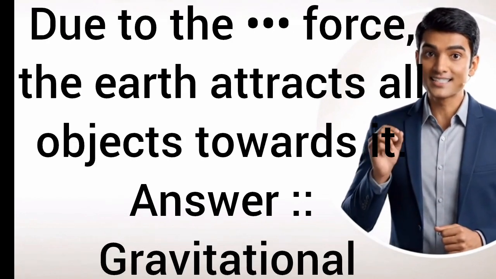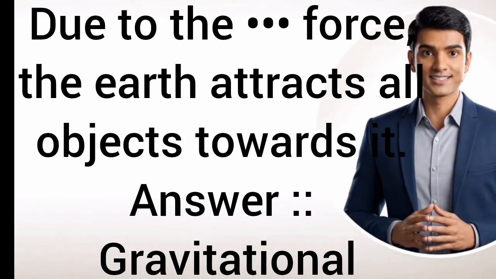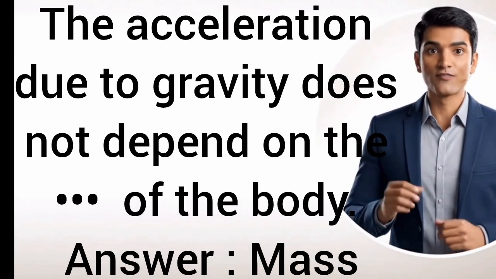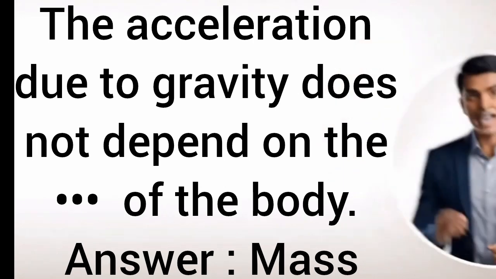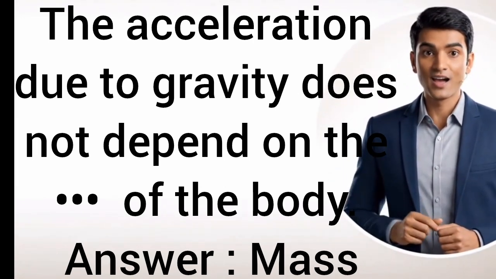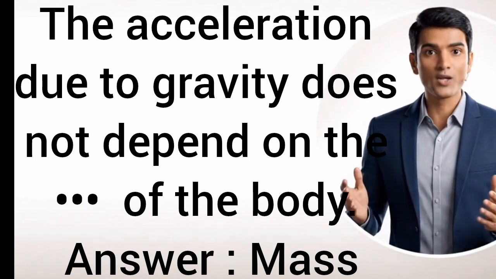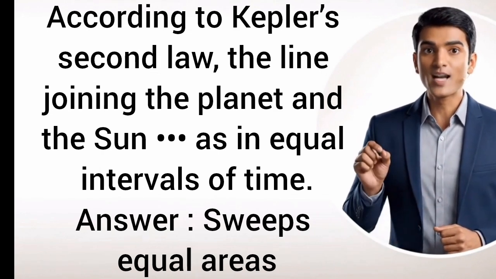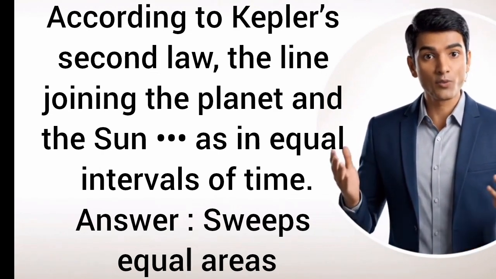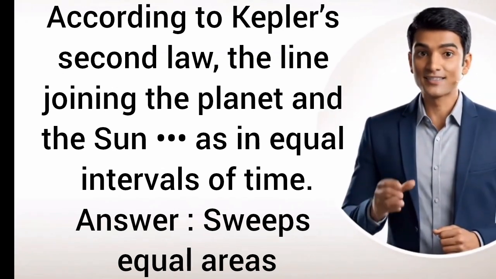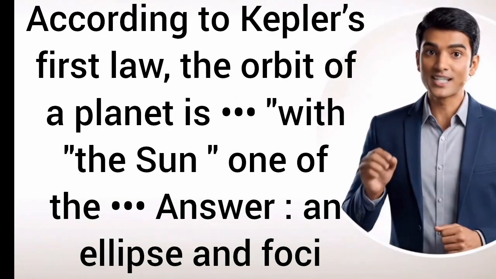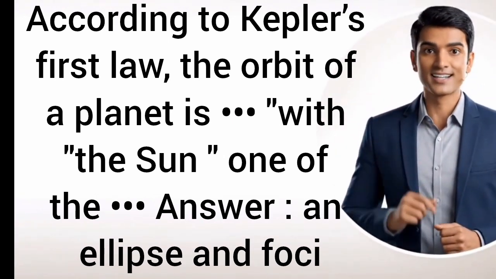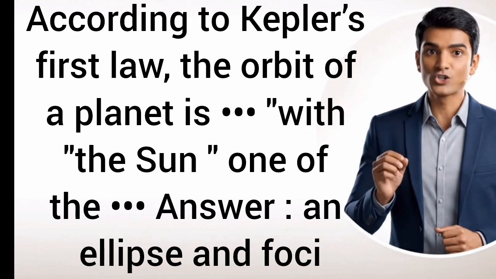5. The weight of a body is blank at the poles. Answer: maximum. 6. Due to the blank force, the Earth attracts all objects towards it. Answer: gravitational. 7. The acceleration due to gravity does not depend on the blank of the body. Answer: mass. 8. According to Kepler's second law, the line joining the planet and the sun blank as in equal intervals of time. Answer: sweeps equal areas. 9. According to Kepler's first law, the orbit of a planet is in blank with the sun one of the blank. Answer: an ellipse and foci.